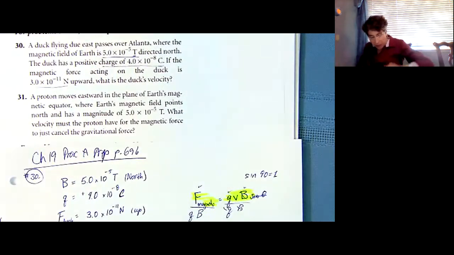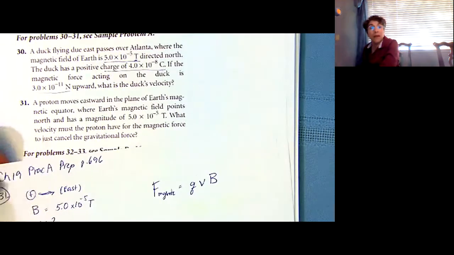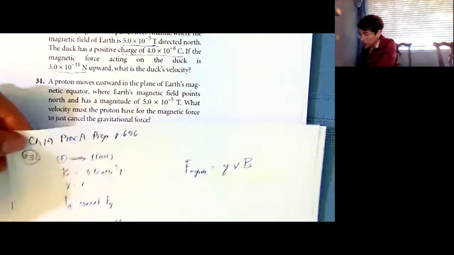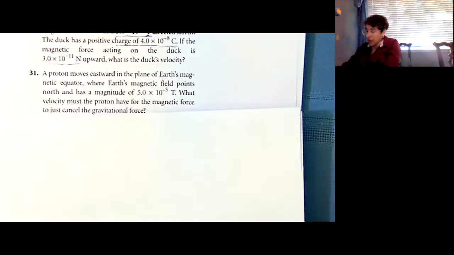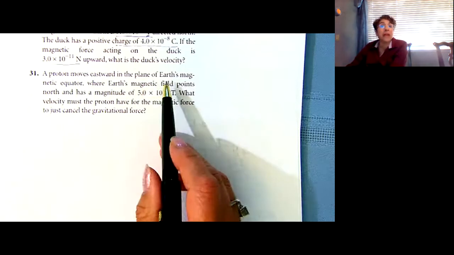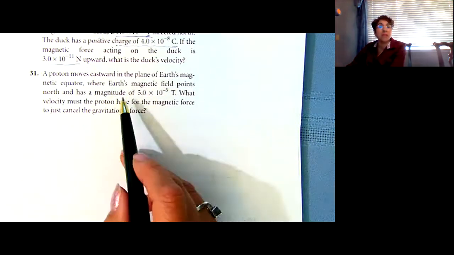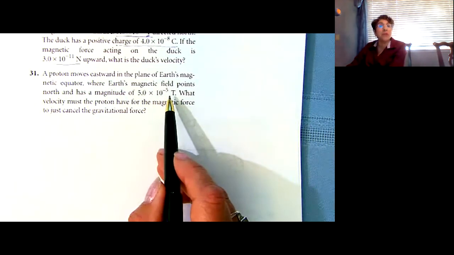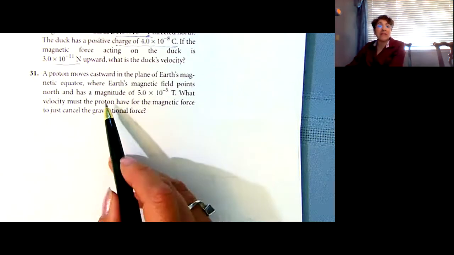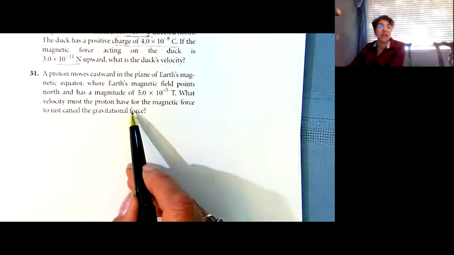Let's see, and I had set it up here also. Let's see, here we go. Problem B, just problem B for now. A proton moves eastward in the plane of Earth's magnetic equator, where Earth's magnetic field points to the north, has a magnitude of 5 times 10 to the negative 5 Tesla, same as before in the previous problem. What velocity must the proton have for the magnetic force to just cancel the gravitational force?